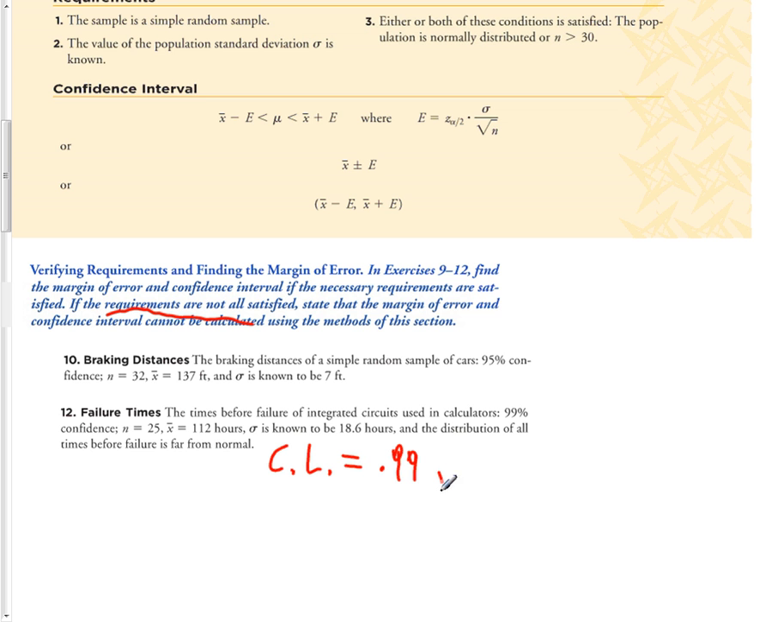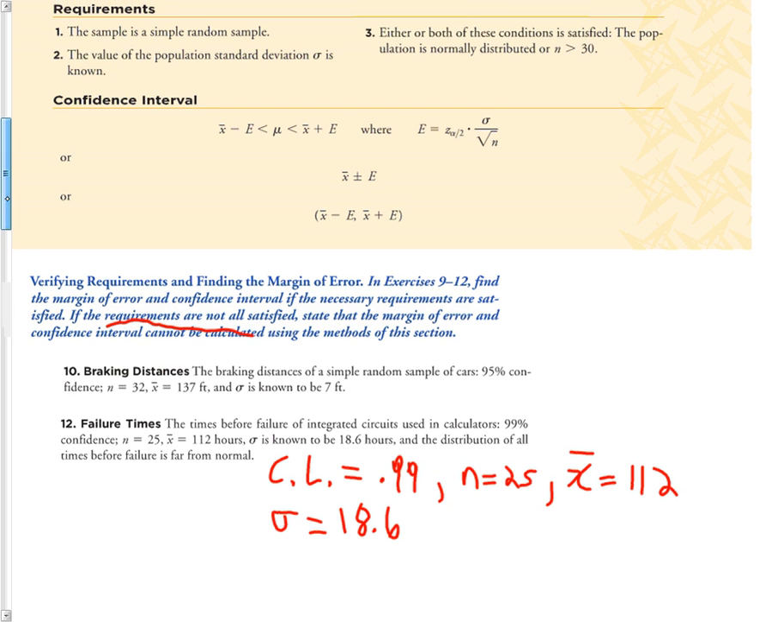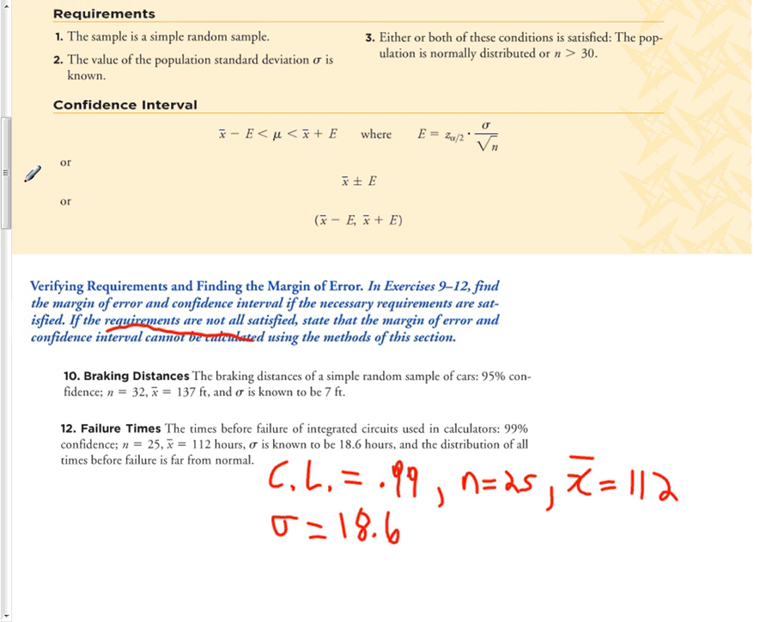We have n. It gives us n is equal to 25. We also have x bar. X bar equals 112. And then it says sigma is known. So sigma is known, is given, and sigma is known to be 18.6 hours. And the distribution of all times before failure is far from normal. So this is not a normal distribution. So let's go through our requirements to see if we can actually apply the method from this section that we just used to get the margin of error for number 10.